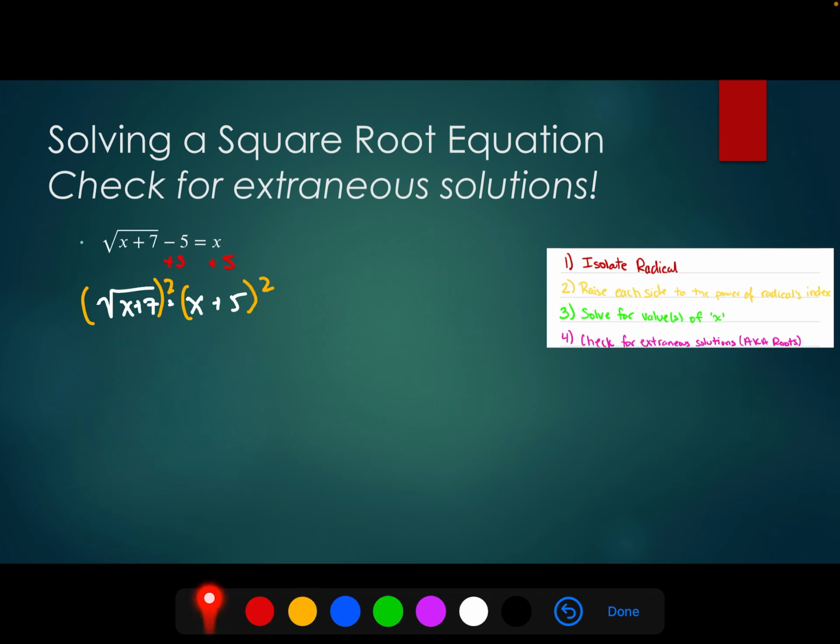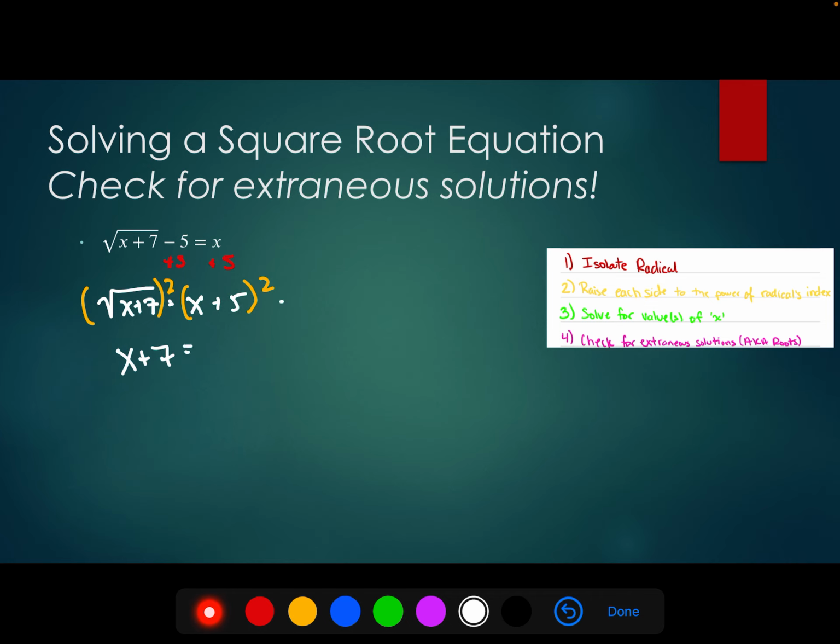So raising this left side to the power of 2, well, that eliminates the radical, right? Because squaring an expression and taking the square root of it are inverses, so they get rid of each other. So we just have x plus 7 is equal to x plus 5 squared.